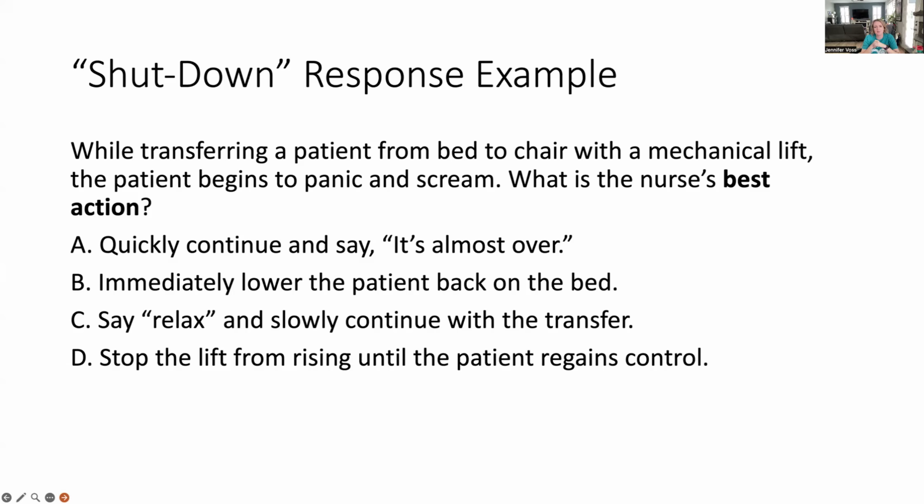And then option D is stop the lift from rising, which might be a tempting one to answer because it's like, let me just stop, right? And let this person calm down. But in this case, if they're suspended in the air and I've just got them hanging there, that might not be a good place, right? So remember, we're wanting to empower the patient. The patient has the option of not being transferred with a lift, right? So we are going to go with B. We are going to put that patient back in control, right? We're immediately lowering them down, and then we're going from there.